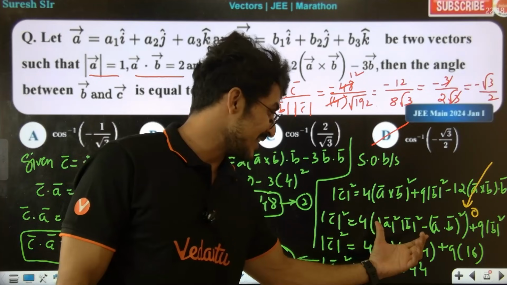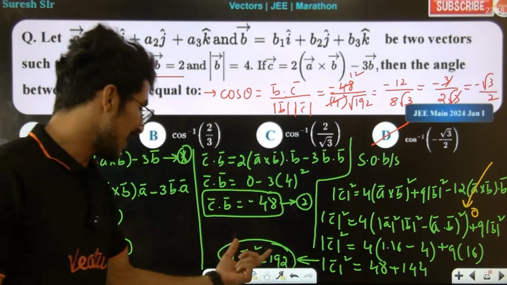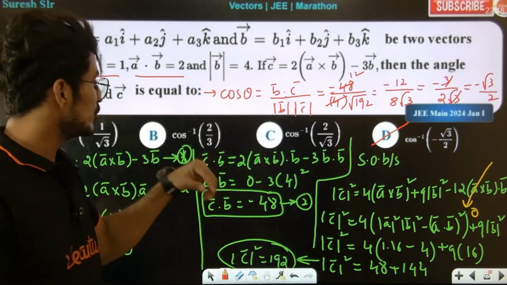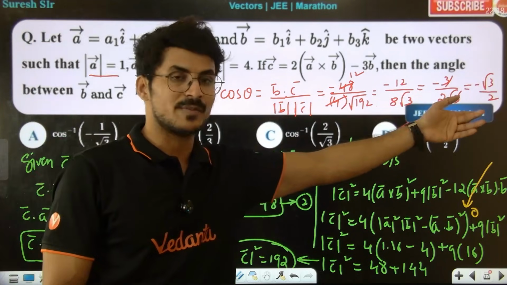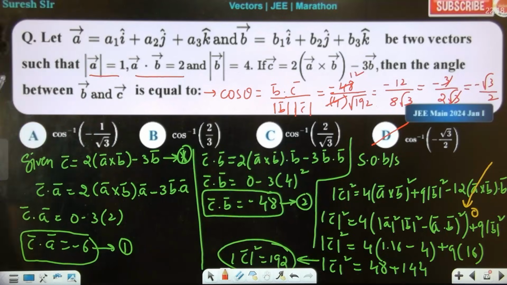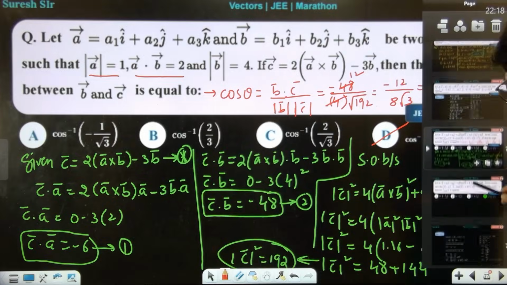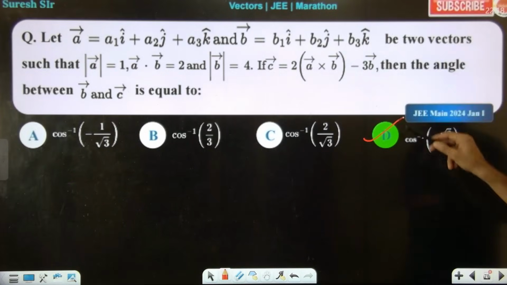I'll end up getting this. From that Lagrange's identity I used, and magnitude of C square came as 192, sir. So magnitude of C is known, sir, and magnitude of B is known, sir. Cos theta is minus root 3 by 2. Theta is cos inverse of minus root 3 by 2. Yes or no? Wonderful. Shall we go to the next question? Yes sir. Look, so option D for Delhi is matching.